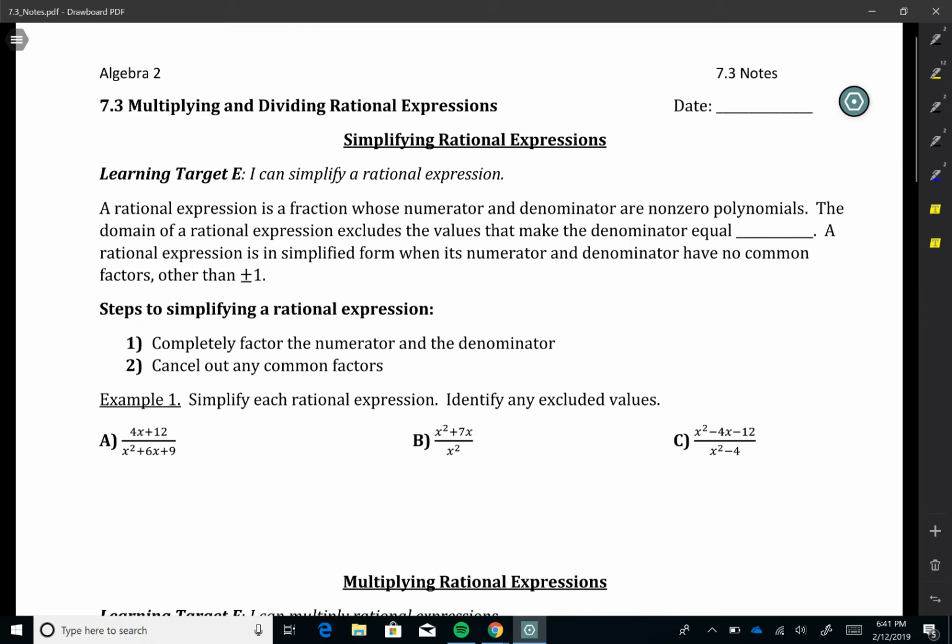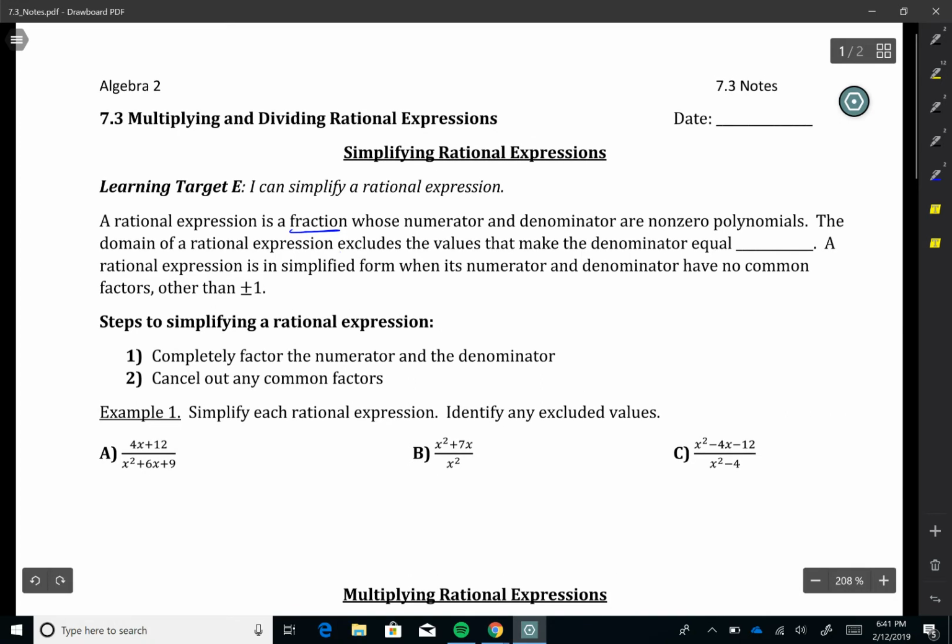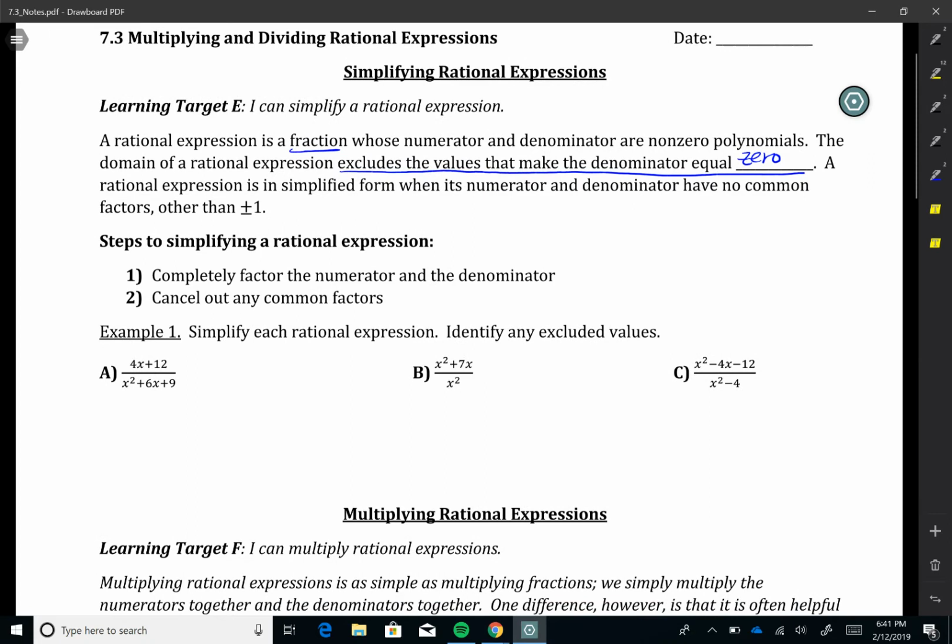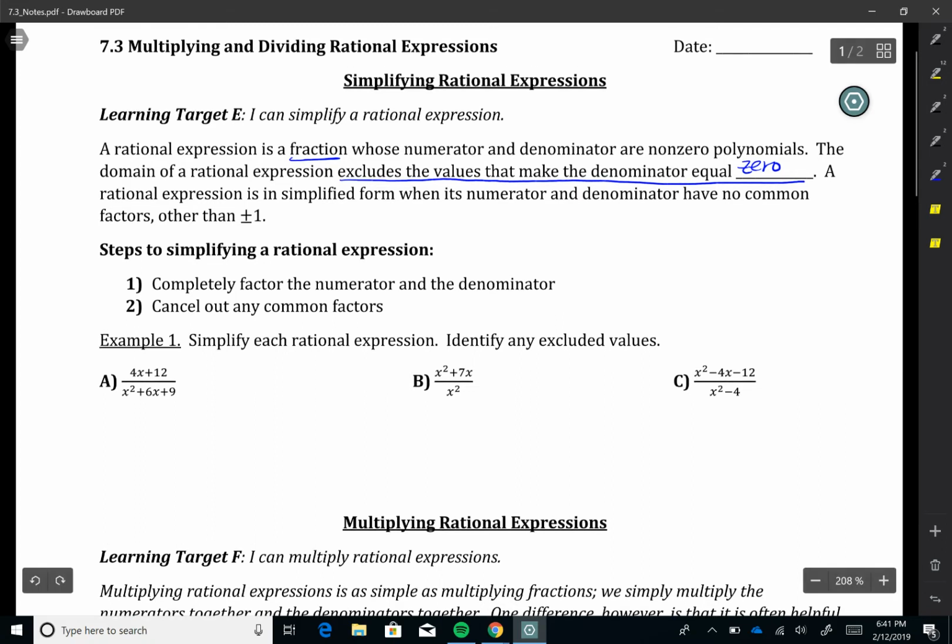Now, if you don't remember, a rational expression is a fraction whose numerator and denominator are non-zero polynomials. The domain of a rational expression excludes the values that make the denominator equal 0. And I hope you remember that from when we were graphing rational expressions. A lot of times we'd have a vertical asymptote at those values. A rational expression is in simplified form when its numerator and denominator have no common factors other than plus or minus 1, which happens with every number.